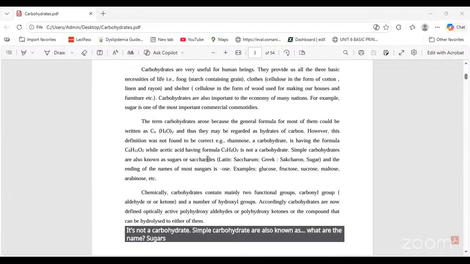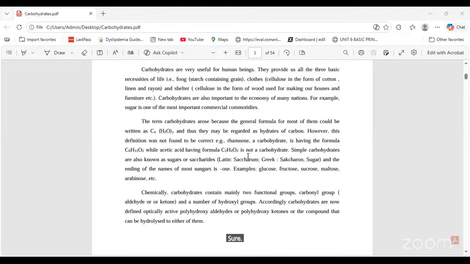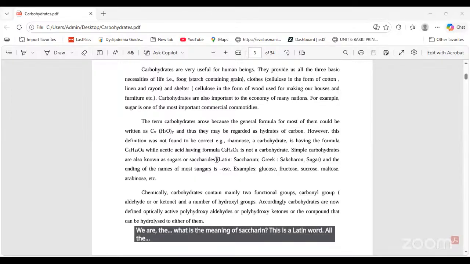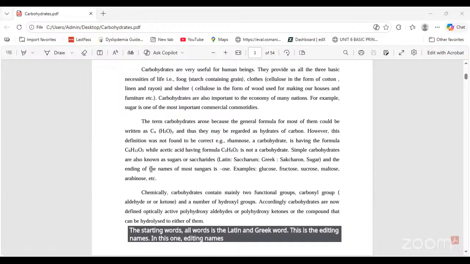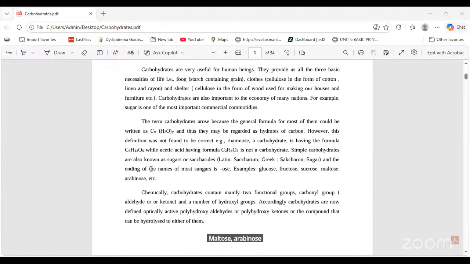Simple carbohydrates are also known as, what is the name? Sugars or saccharides. What are the simple carbohydrates? That is called saccharides or sugars. What is the meaning of saccharine? This is a Latin word. All scientific words are Latin words or Greek words, not Sanskrit or English. The starting words are all Latin and Greek. These are the ending names of most sugars, for example glucose, fructose, sucrose, maltose, arabinose; all are sugars. Yes or no?